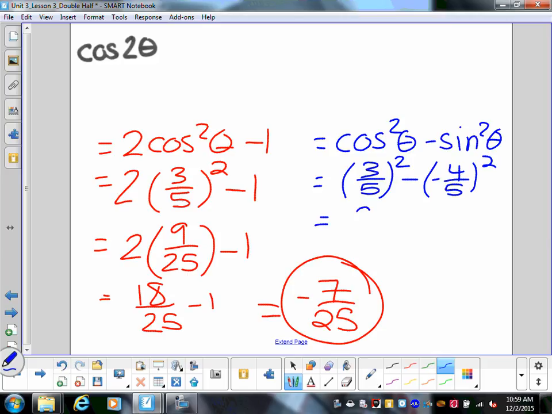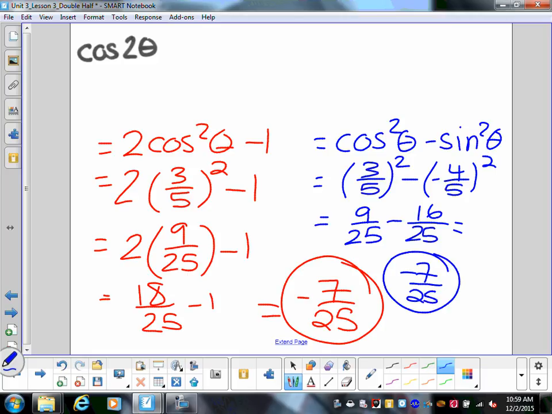So I get 9 over 25 minus negative 4 squared, which is positive 16, which gives me still negative 7. So on a sine, I don't know if it's mean or not. Negative 4 over 5, or is it always negative 4 over 5? Sine? We found it in the previous problem.